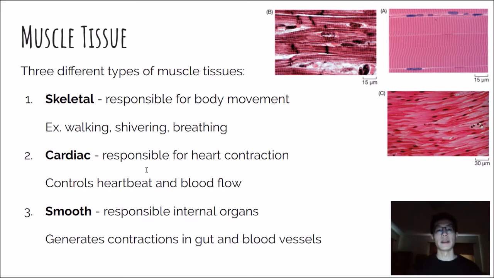And cardiac muscle is responsible for heart contraction. So contraction is pretty important. It allows us to live, and it also helps control heartbeat and obviously blood flow, so circulation. And finally, we have smooth muscle, which is generally found in internal organs. And these smooth muscles, through often involuntary contractions in the gut and blood vessels, allows, again, for a level of circulation as well as for peristalsis and movement of food for processes such as digestion.